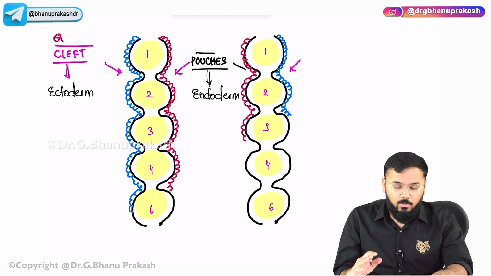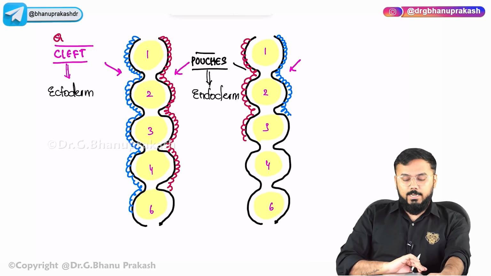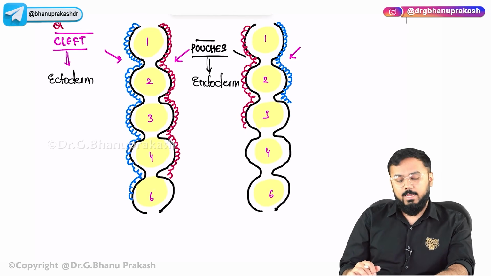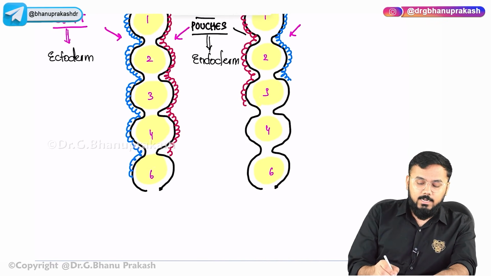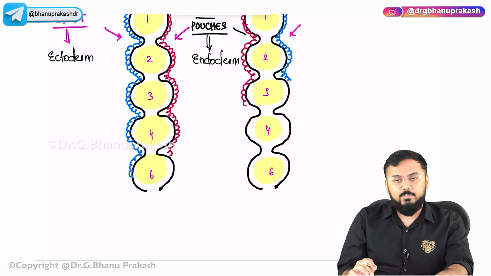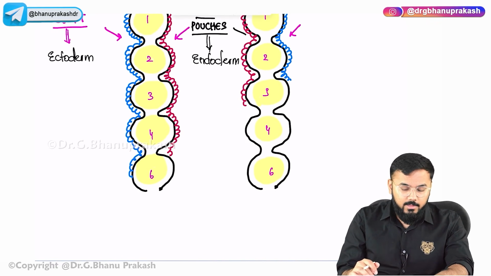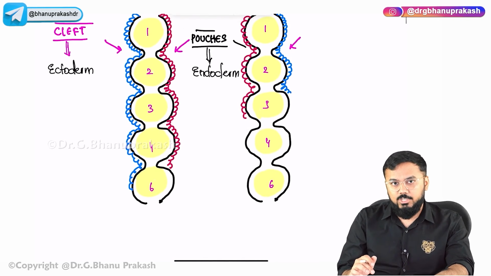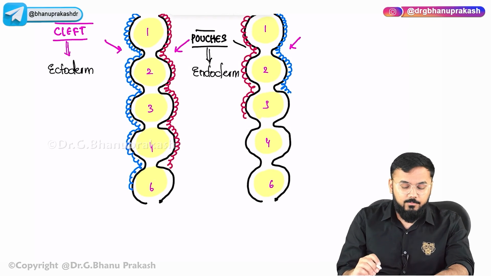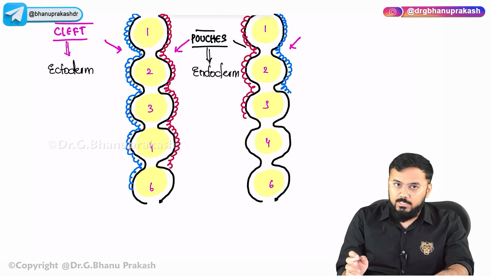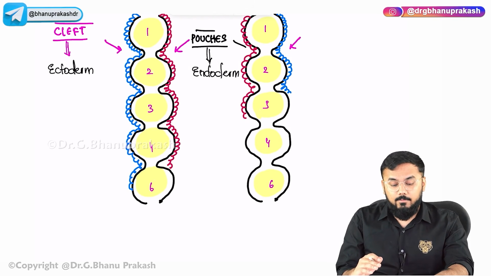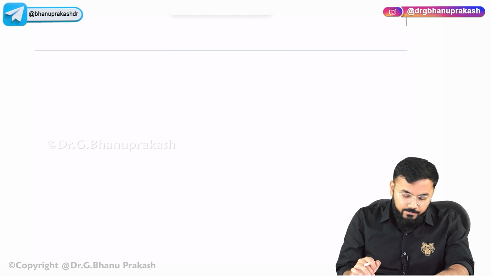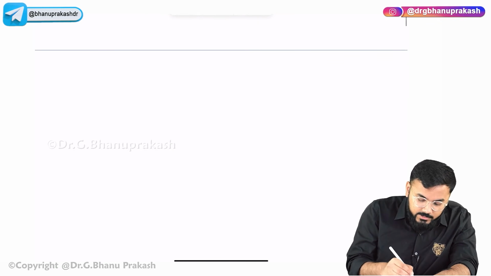Now, the next important thing you have to see is what structures are developed out of these clefts as well as pouches. First we shall discuss the structures developed from clefts, then the structures developed from pouches, and lastly the structures developed from the arches. Let me draw that picture once again.